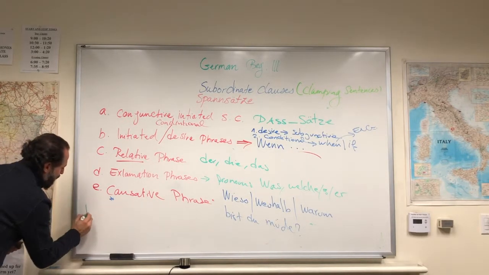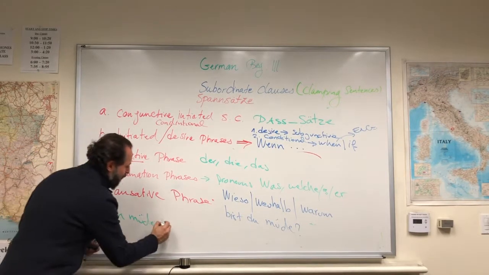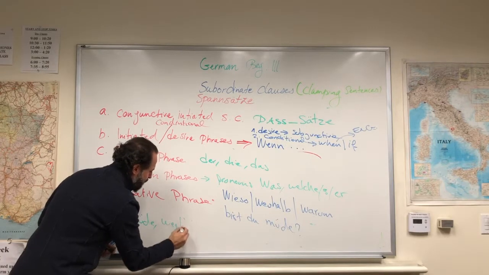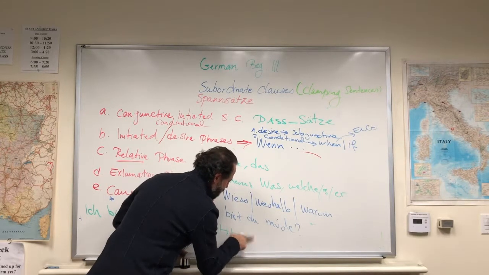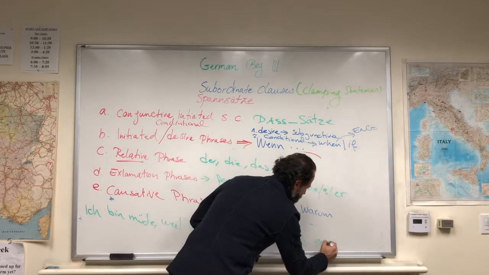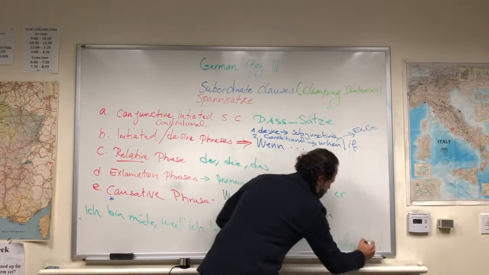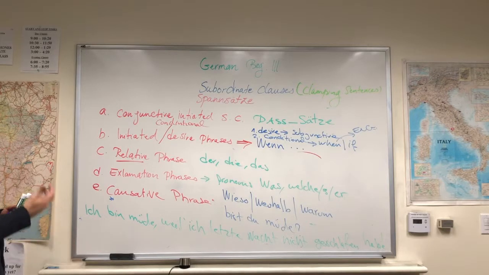You will say, ich bin müde, comma, weil ich letzte Nacht nicht geschlafen habe. Warum bist du müde? Wieso bist du müde? Weshalb bist du müde? Ich bin müde, weil ich letzte Nacht nicht geschlafen habe. So I'm tired because last night I didn't sleep.